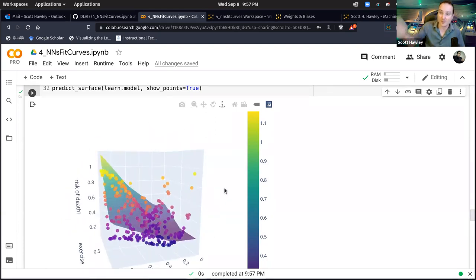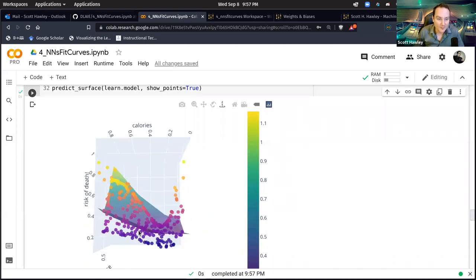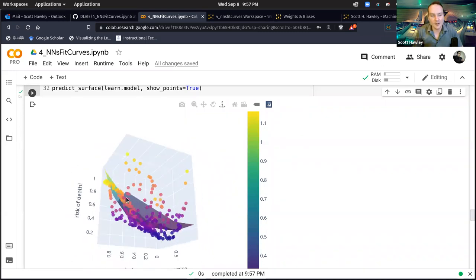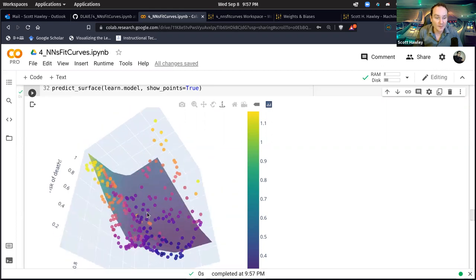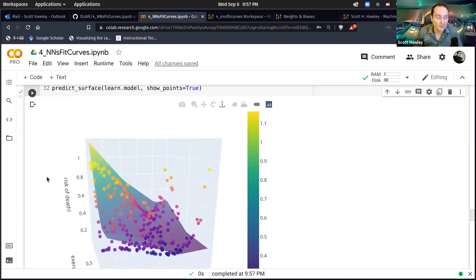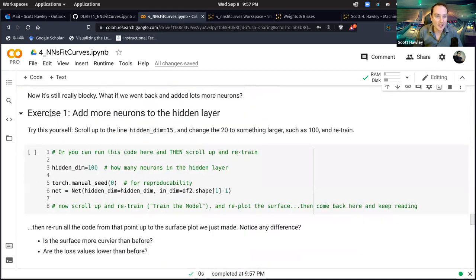And if we were to start from a new random initialization, we would probably get a different model. But what we really need to do is make this model a little more expressive, and then we can get a better fit. So that's the next thing. Exercise one, add more neurons to the hidden layer. It says scroll up, change the hidden dim from 15 to something bigger. Maybe 100.